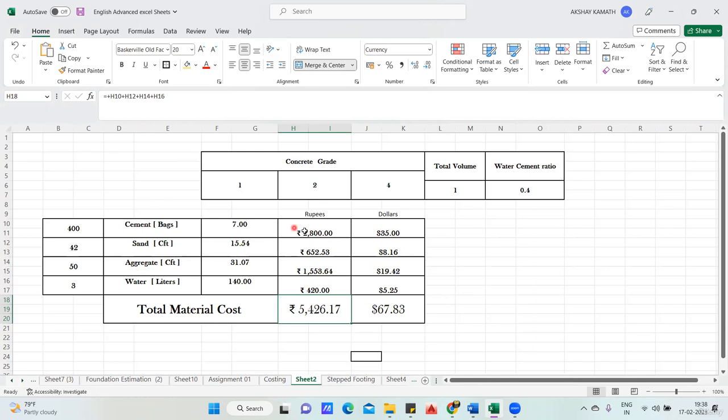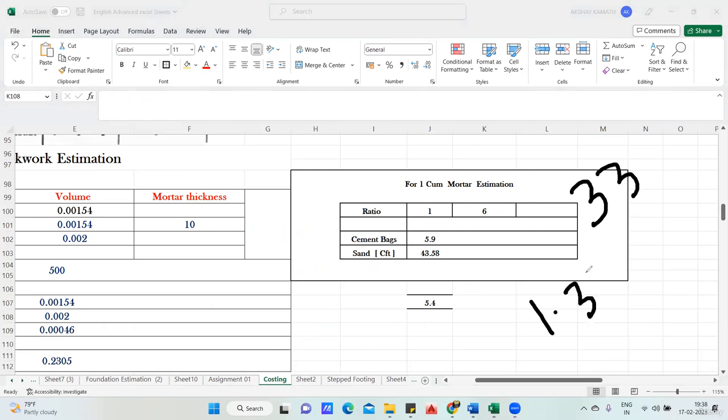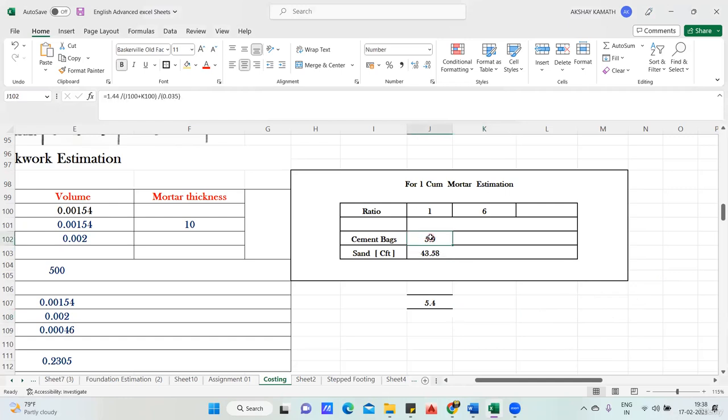Only the thing is, here we used to take 1.54, but for cement mortar, it has been found that there will be a 33% increase. That means you need to take 1.33 as your multiplying constant. Few people take this as 1.44 also, because a few people follow 1.33, few people follow 1.44. In my earlier course, I had taken 1.33, which is also correct. In this course, I have taken 1.44. It is also correct. Either you can take 1.33 or 1.44. There is not much difference coming.